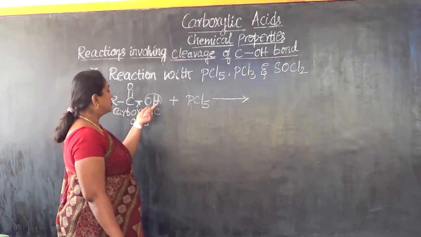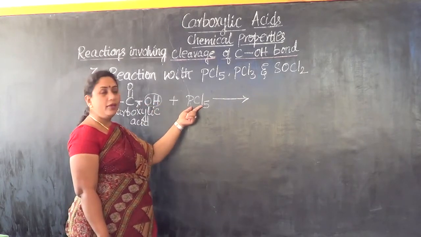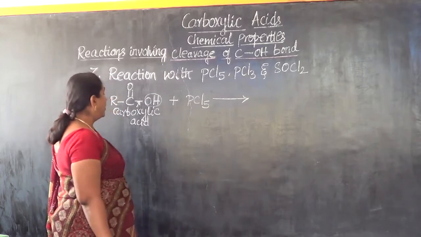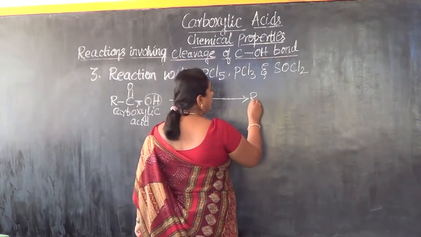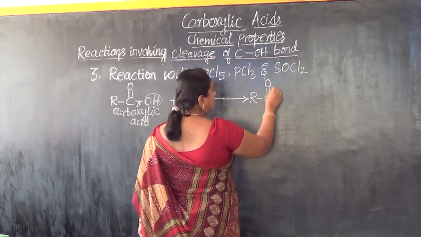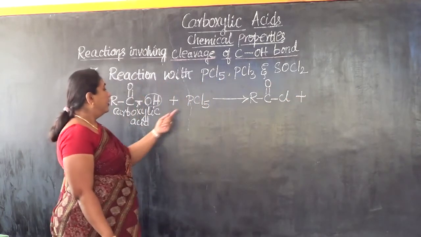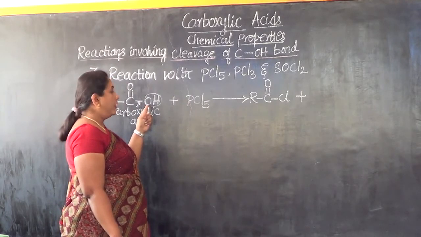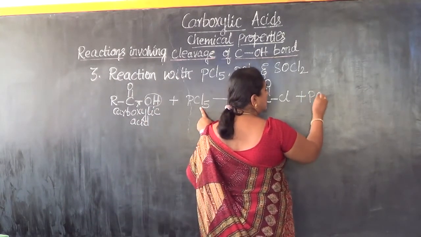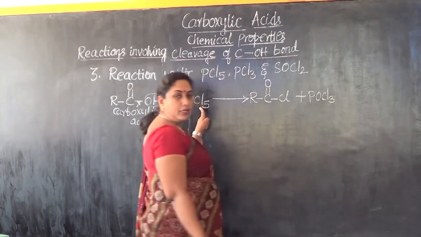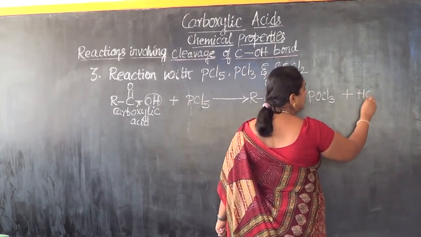So now what happens? Easy substitution will take place. This OH minus will be substituted by the Cl. So let us see how the product will be. RCO, instead of OH, one Cl will be occupying that place: R, C double bond O and then Cl. What else will be the other byproducts? P will combine with this O of OH and 3 more Cl, forming POCl3, phosphorus oxychloride, along with the H combining with Cl forming HCl.